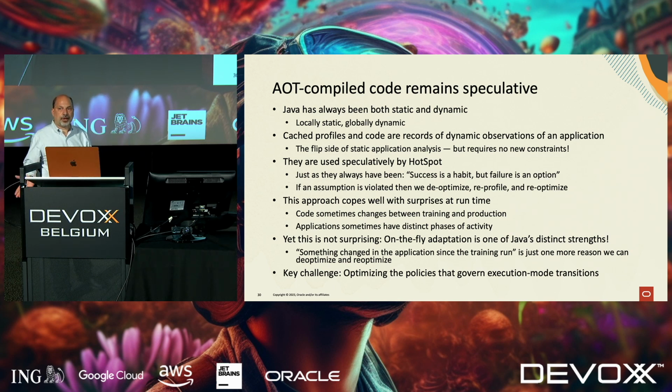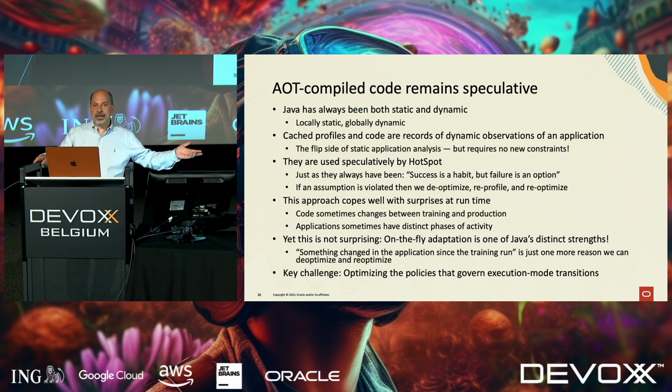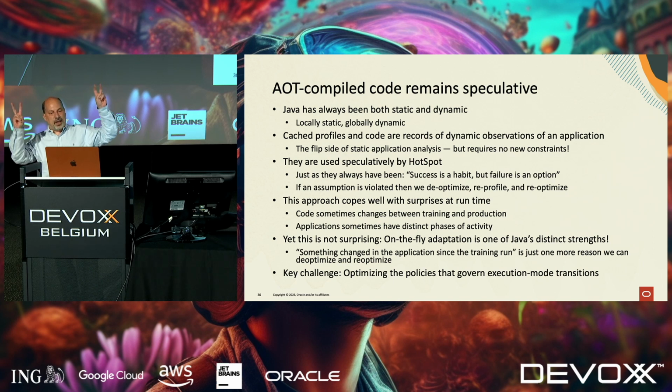And this shouldn't be surprising, because this is stuff that Java has been good at for decades, right? On-the-fly adaptation is one of Java's biggest strengths. There are 100 reasons why we might de-optimize. Something changed since the training run is just one more of those reasons.